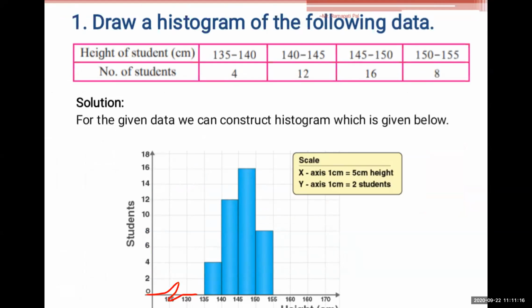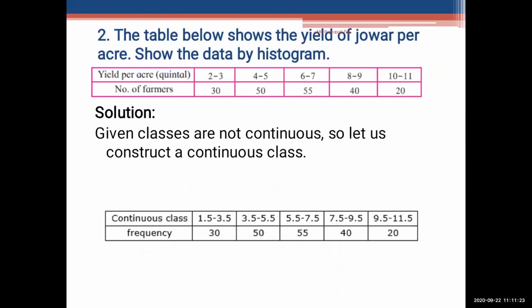Now we will move to our question. The table shows the per acre data, shown by a histogram.